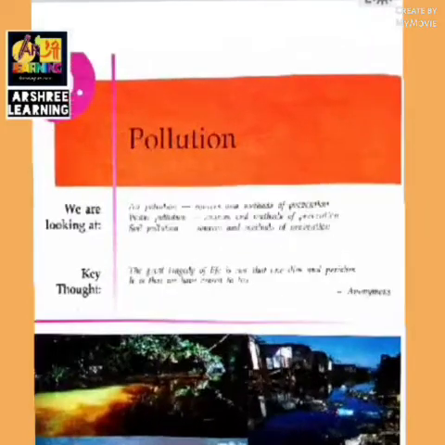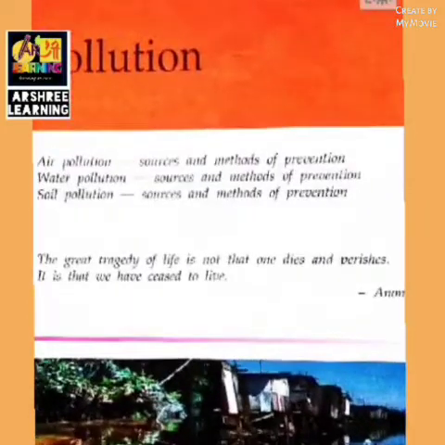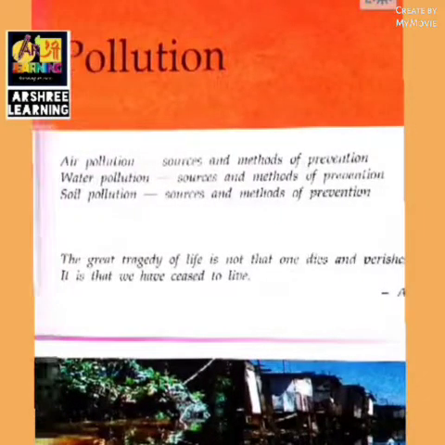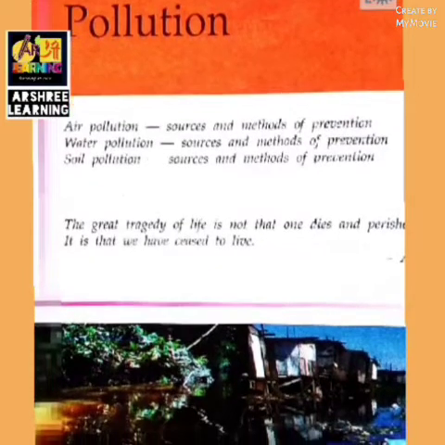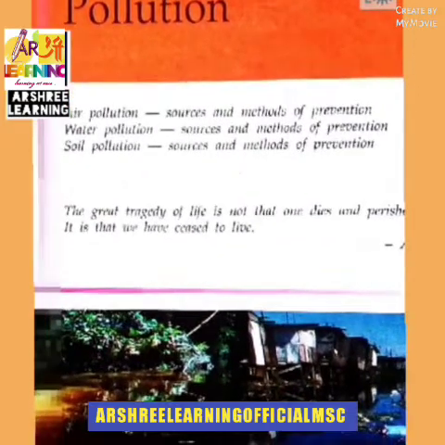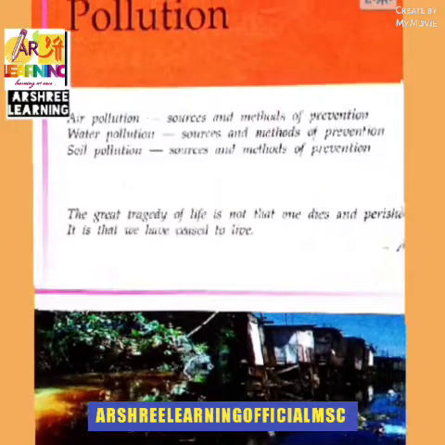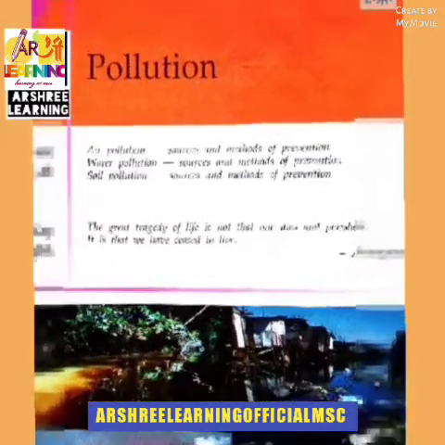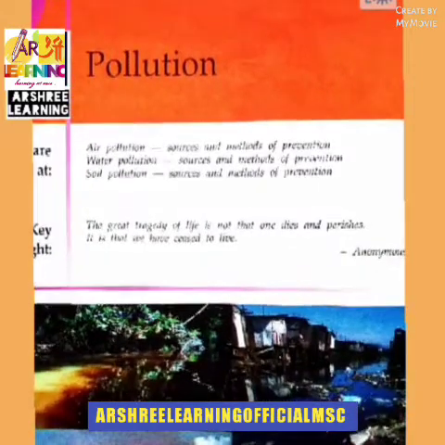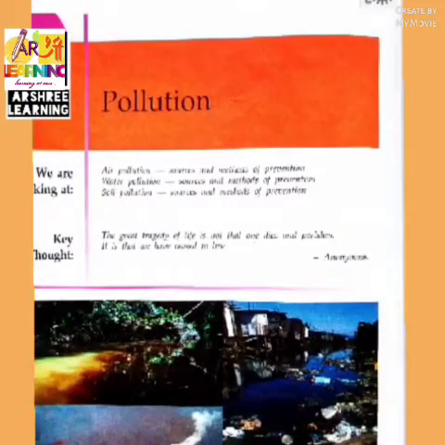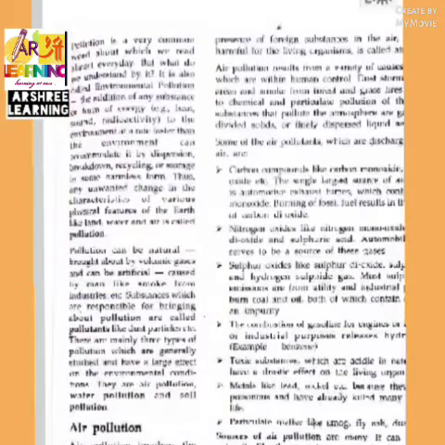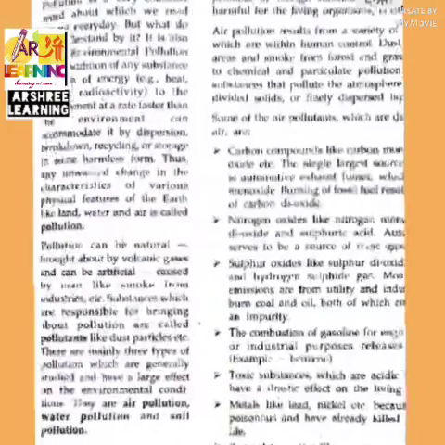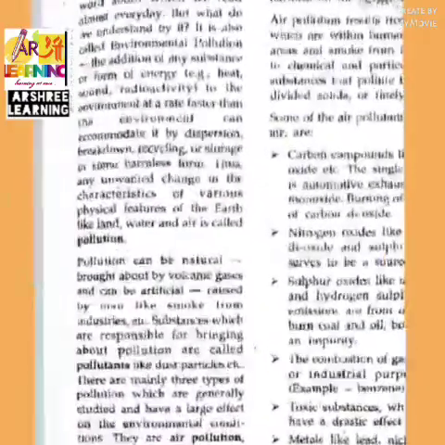In chapter 10 we will read about pollution of different types, that is air, water and soil. Since it is environmental science, we'll read that the pollution of air, water and soil is mainly caused by humans, and animals are the least responsible. These are the main reasons for this.